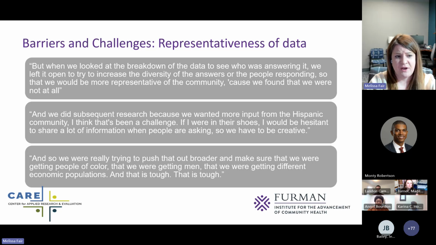And another system noted that they looked at what the racial and ethnic makeup of the survey respondents was and found that they didn't have enough Hispanic input. They hypothesized that it might be because the Hispanic community was more reticent to share information. And so they had to be creative in thinking of strategies to reach that community. And you can see here, this other one said they also struggled to get different economic populations and responses from people of color, and it was really, really tough to get that.